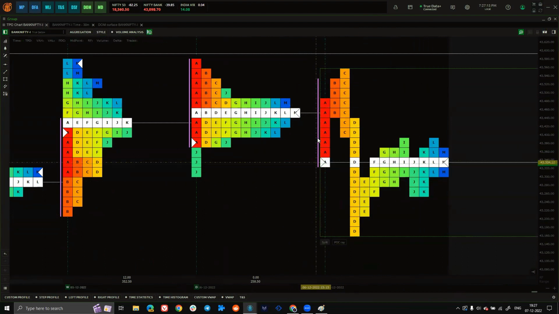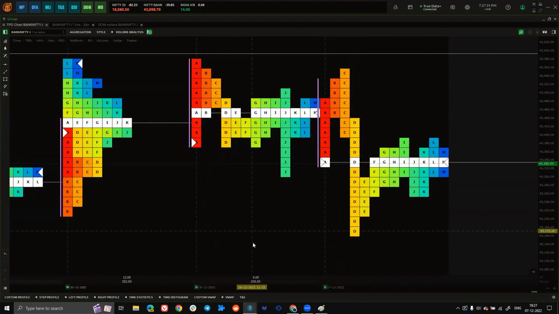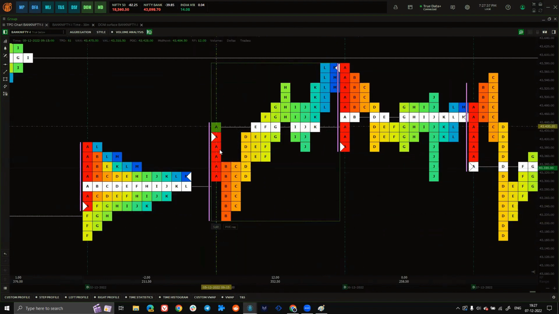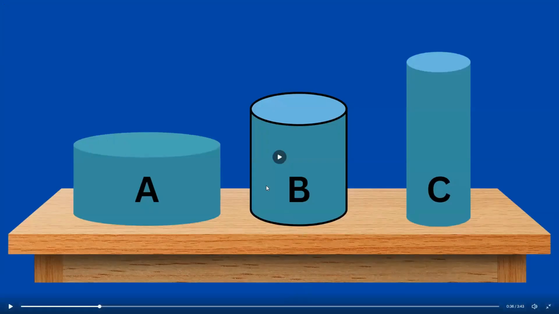This pink line is called initial balance, and it is nothing but the first 1 hour high and low. The range of the first 1 hour high and low, as you see, A period is the low, B period is the high. It can be reverse also, it doesn't matter. Like here, A period is both high and low. Here, A period is high, B period is low. So it doesn't matter which one is higher, which one is lower. Just the range of the first 2 candles, first 30 minutes, or A or B period, or first 1 hour is the IB. And it is called initial balance.